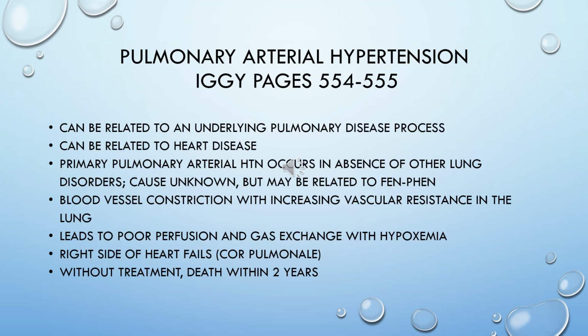So pulmonary arterial hypertension, and you can find this in your Iggy book on page 584 and 585. It's basically a disease process that occurs in the lungs due to usually a thickening of the pulmonary arteries that causes resistance to them actually being able to open up. So it puts a lot of pressure or squeezing down and causes hypertension within the pulmonary system itself.